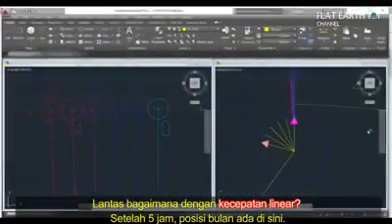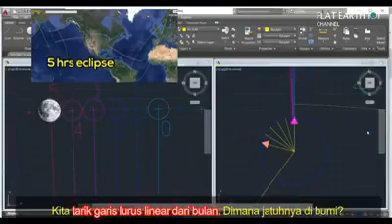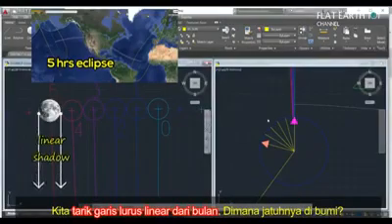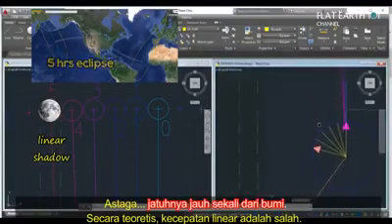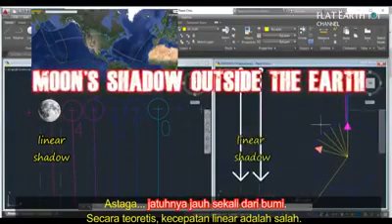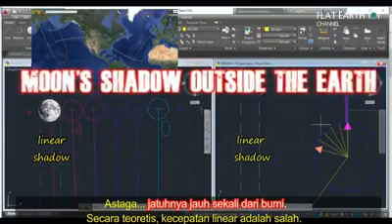After 5 hours, the moon's position is over here. We draw straight linear lines from the moon. Where do the lines fall on Earth? Man, it's far outside the Earth. Theoretically, linear speed is wrong.